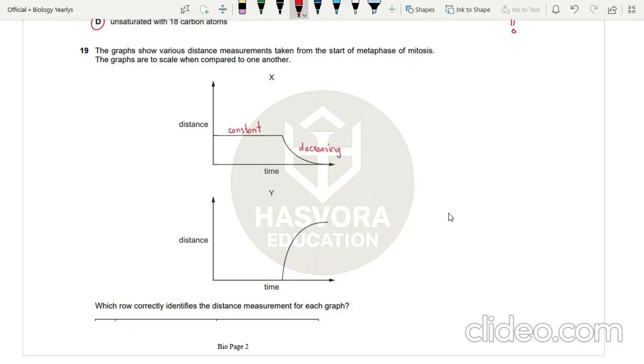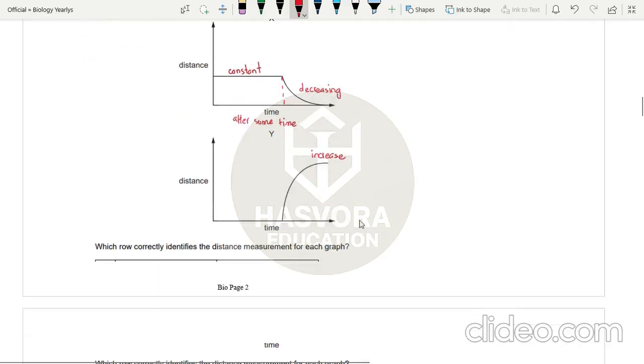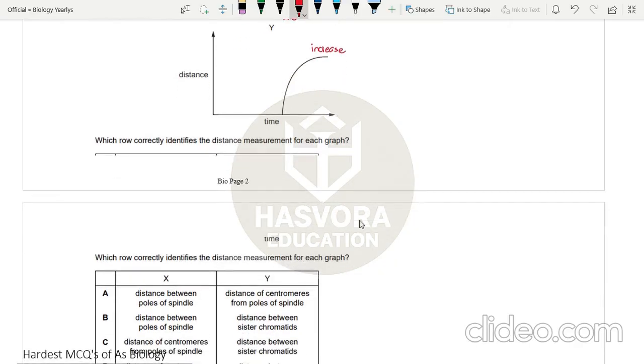So we have to look for a stage, or you can say an identity, where the distance between two things, it can be anything, is decreasing in the later stage, because you can see that it is decreasing after some time. After some time, it starts to decrease, while for the y it starts to increase. The distance starts to increase. Let's have a look. So which row correctly identifies the measurements for each graph?